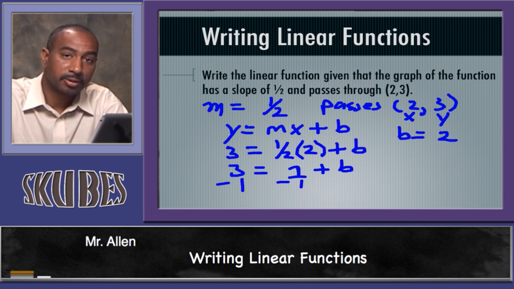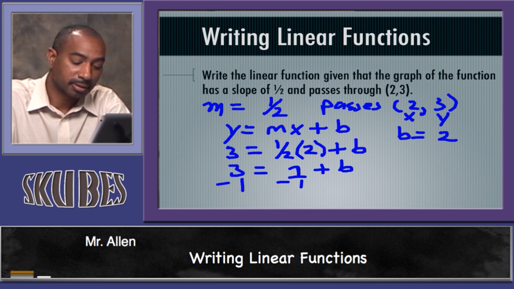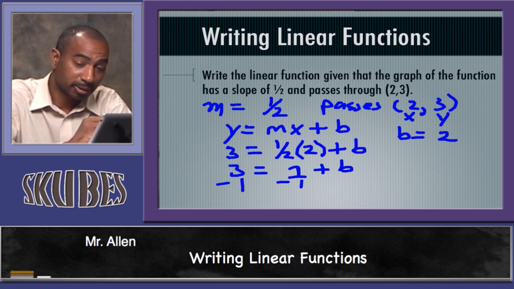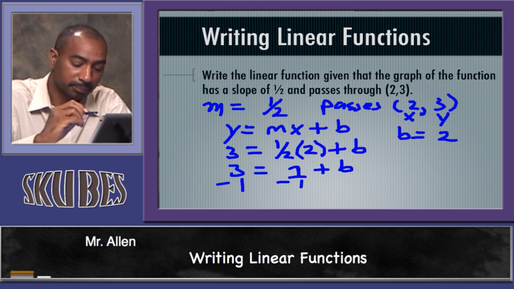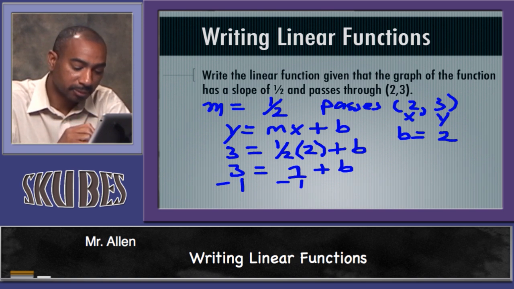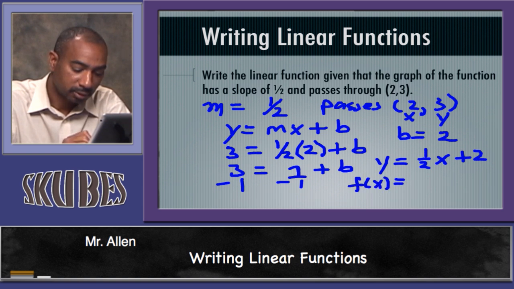And then you just go back and do what you did in the previous examples. We know that the slope is 1/2 and that the y-intercept is 2. So we're going to simply say y equals 1/2 x plus 2. If you put it in function form, you put f of x equals 1/2 x plus 2.